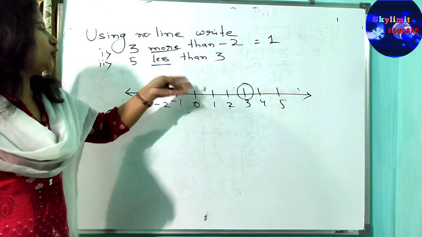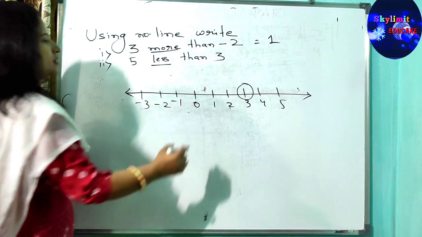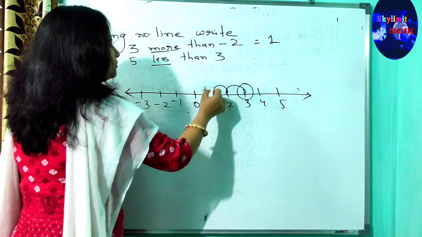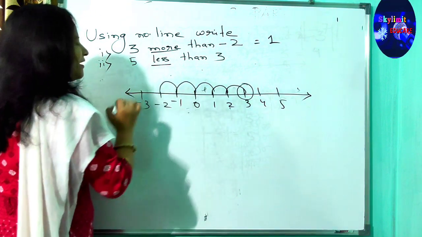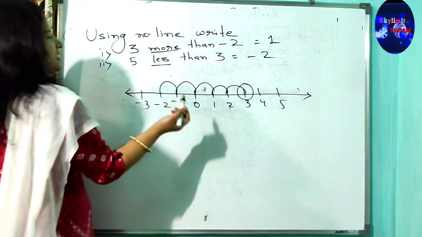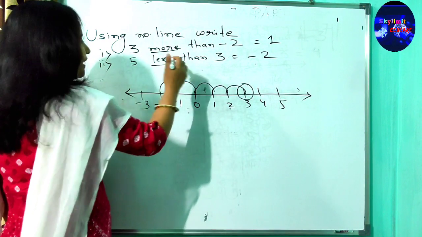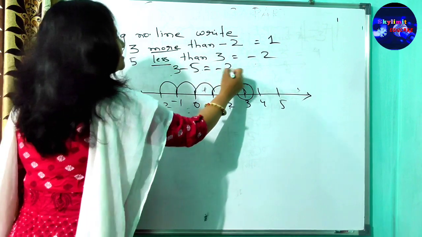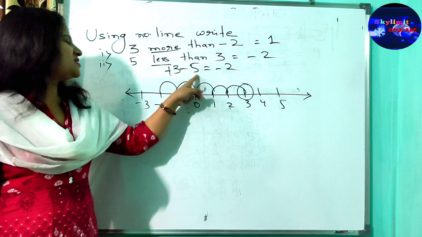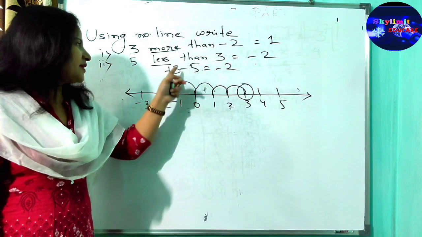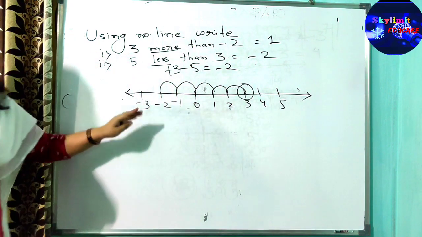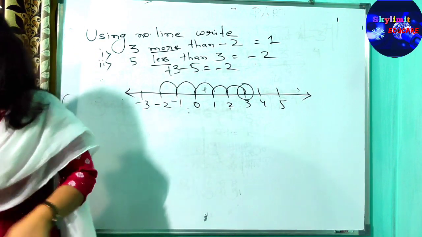5 less than 3. I told you less, move towards the left. So how much less? 5 less. 1, 2, 3, 4, 5. The answer is what? -2. 5 less than 3. That means it is 3 minus 5. That is equal to -2 only, you know. Because this is plus 3 and this is minus 5. Subtract 5 minus 3, 2. Now greater number is 5, carrying what sign? Minus. So this way you can solve this type of numbers.